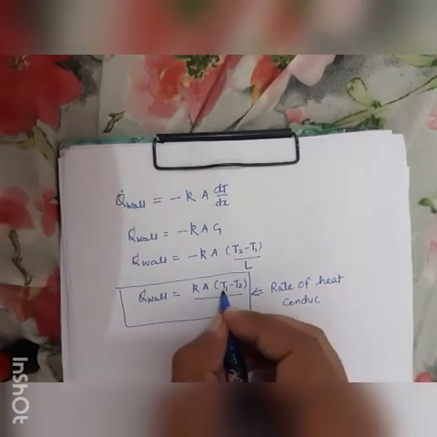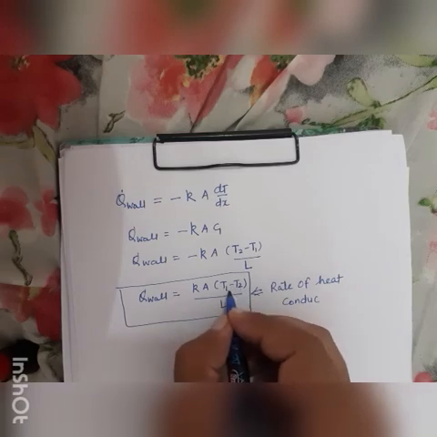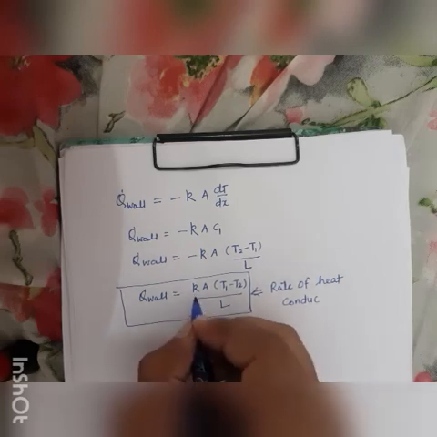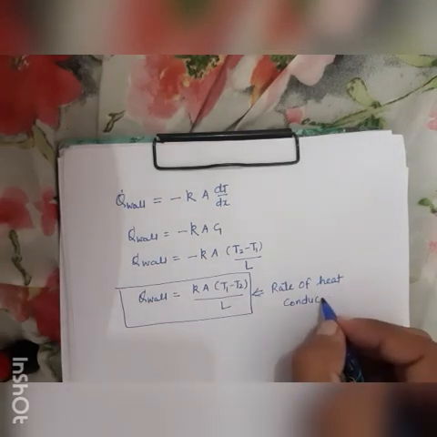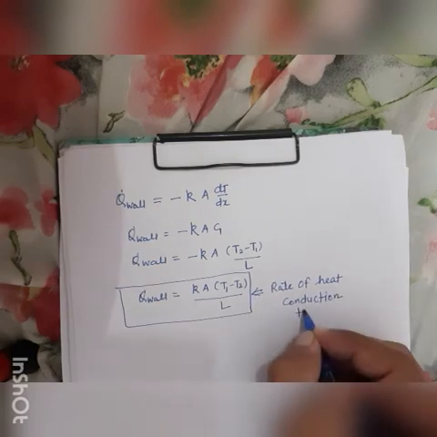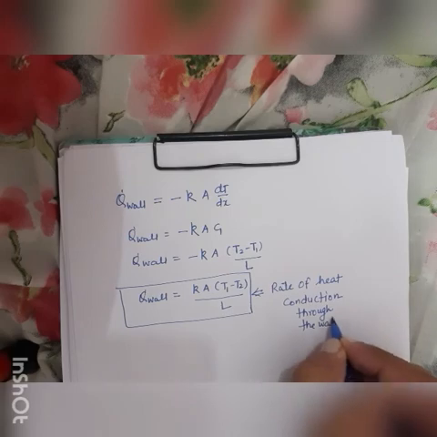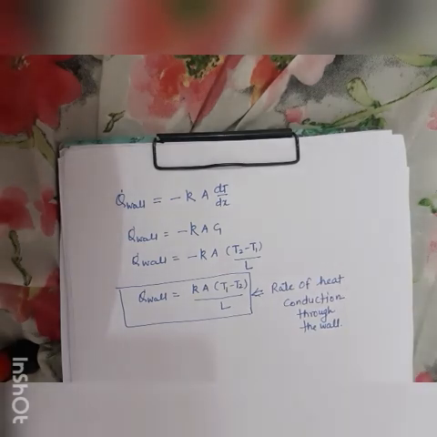L is the thickness of the wall, T1 and T2 are the temperatures of the left and right faces of the wall, A is the area of the wall perpendicular to the direction of heat transfer, and K is the thermal conductivity of the wall material. This is the rate of heat conduction through the wall.